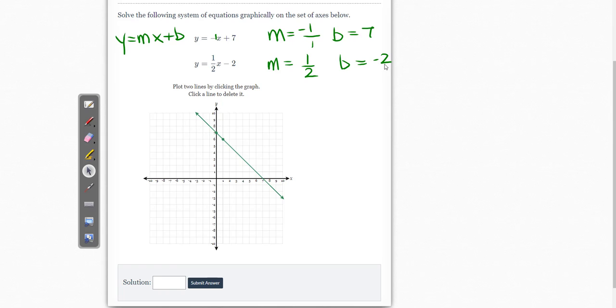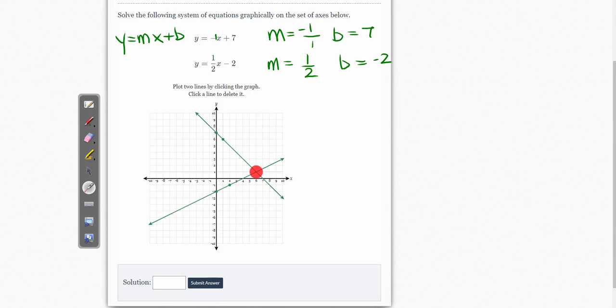All right, my b value in the second equation is negative 2. So from the origin, I'm going to go down 2 units and put a dot. That's where I'm beginning. And then my slope is up 1, right 2. So up 1 and then right 2. And then all we have to do is write the intersection where they're actually going to be crossing each other.